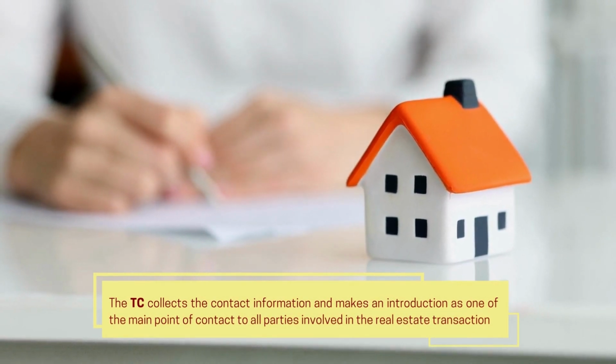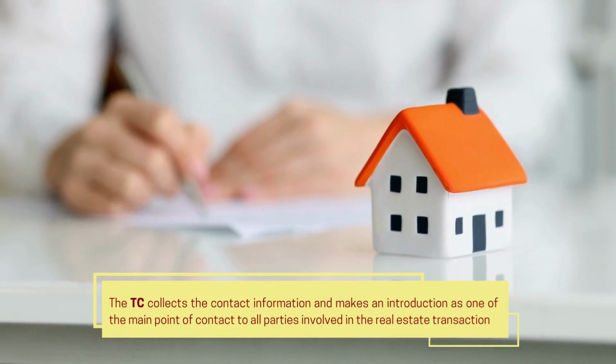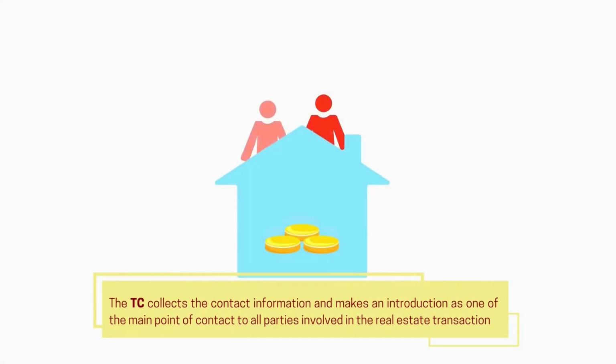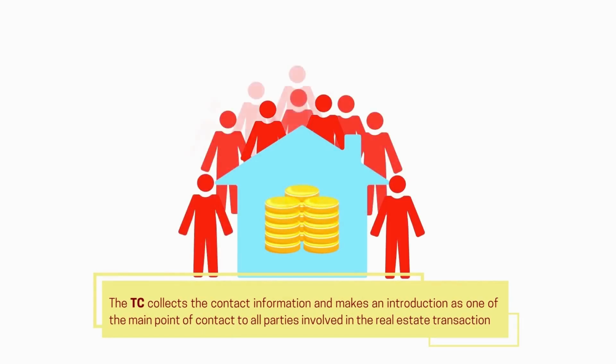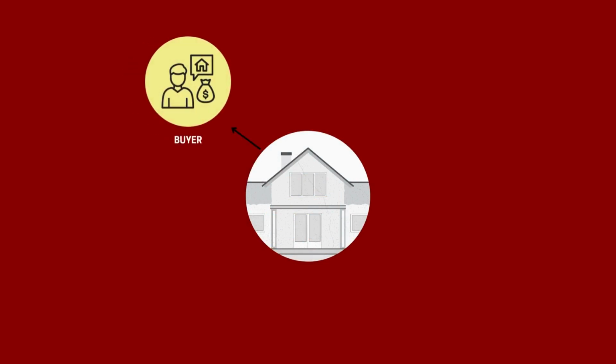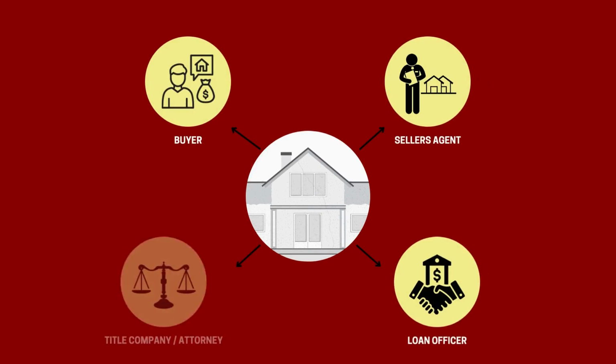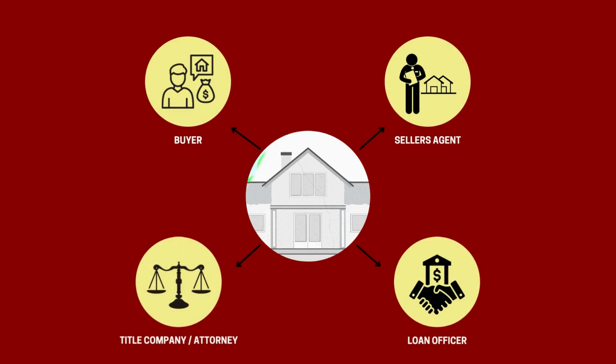Next, the TC collects the contact information and makes an introduction as one of the main points of contact to all parties involved in the real estate transaction. The parties will include the buyer, the seller's agent, the buyer's lender or loan officer, and the title company or attorney or escrow agent. This may also be the time that the transaction coordinator or TC confirms the date and time of any buyer home inspections.